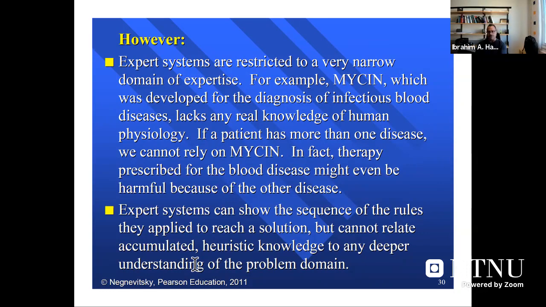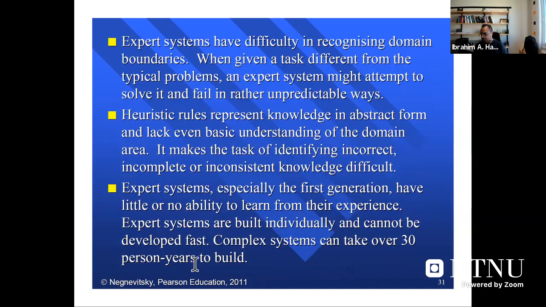This is very important. This is what we call the explanation facility. The expert system can show the sequence of rules it applies to reach a solution, but cannot relate accumulated heuristic knowledge to any deeper understanding of the problem domain. It will show you the steps: to make this decision, we followed those steps. But of course, it will not show any deeper understanding of the problem domain.